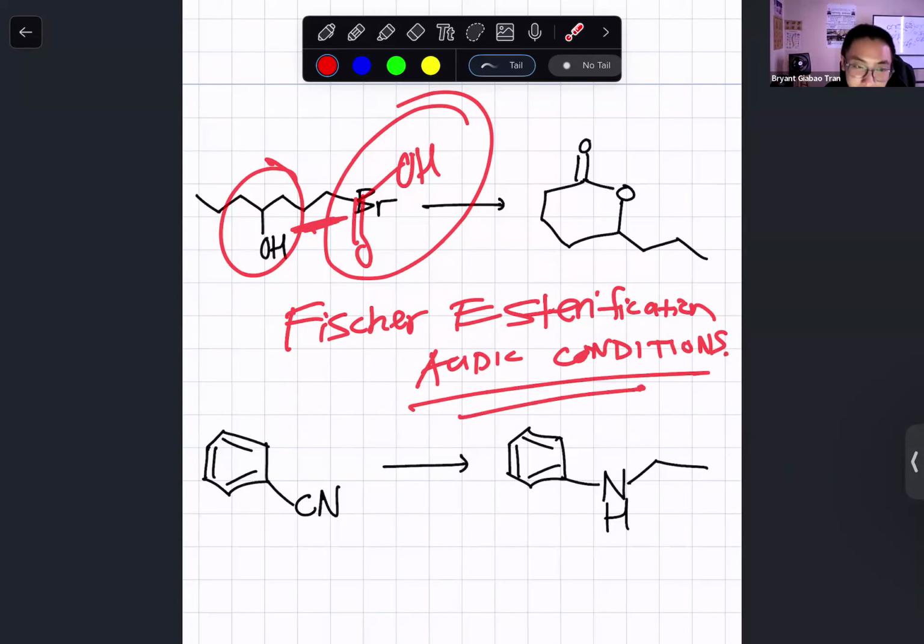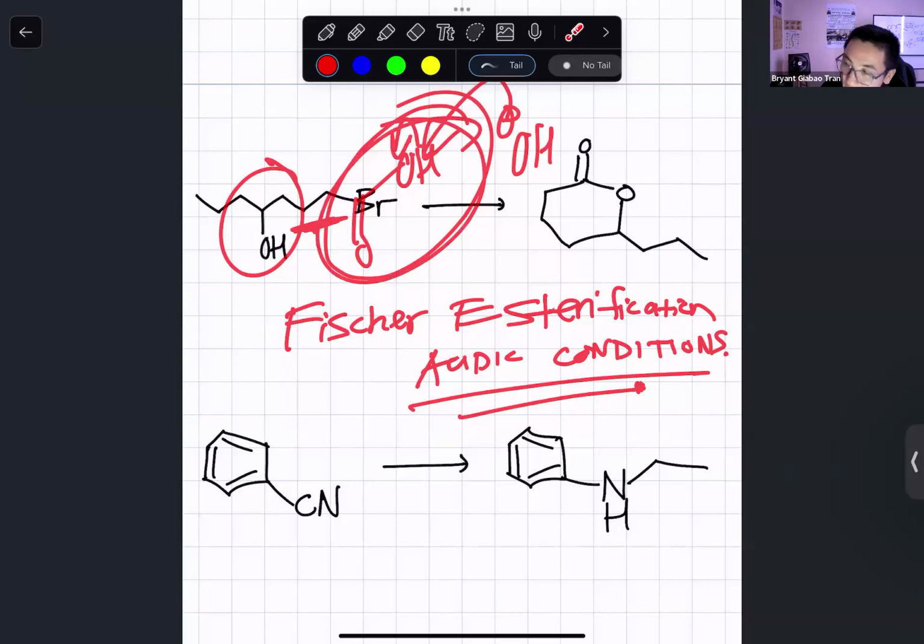Imagine you put some base in the solution of a carboxylic acid. What would happen? What is one of the fastest reactions in OChem? It'll be an acid-base reaction instead of the esterification. That's why Fischer esterification cannot happen in basic conditions, because the basic conditions are going to do an acid-base reaction instead, forming the carboxylate. So we want to use acid and heat.